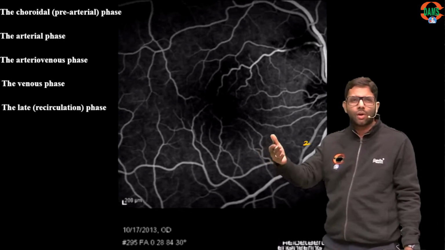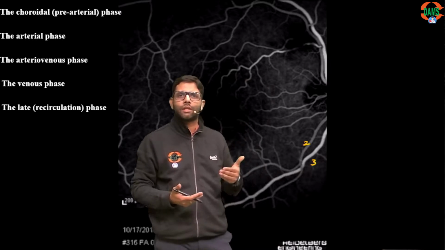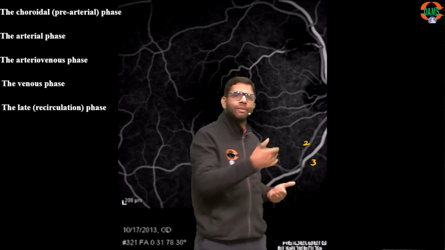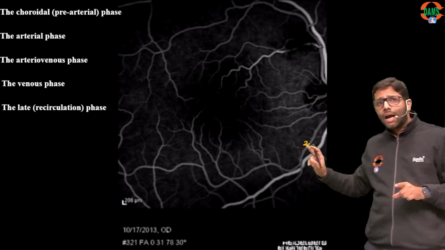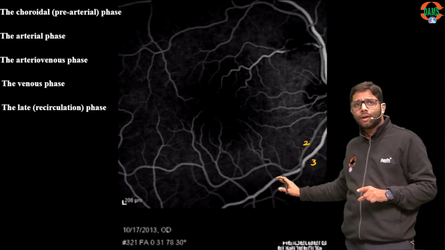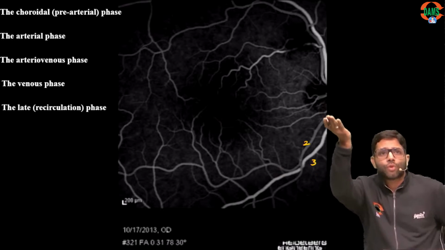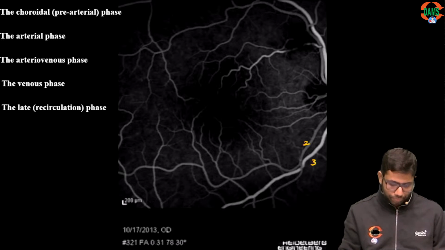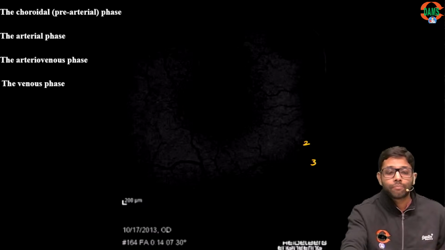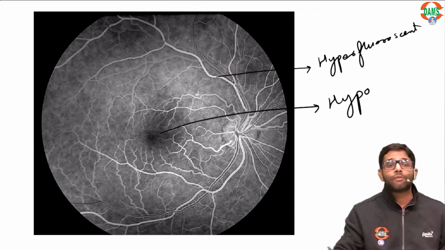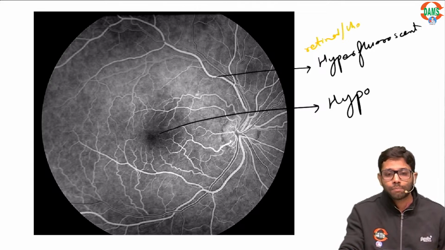Usually these phases are not asked in the PG exam, but this is just to know that it's a continuous process. Angiography is continuous, multiple photographs are taken at different stages. So, the vessels are having dye. Means retina vessels, choroidal vessels are hyperfluorescent or hypofluorescent? Retina vessels, choroidal vessels are hyperfluorescent.